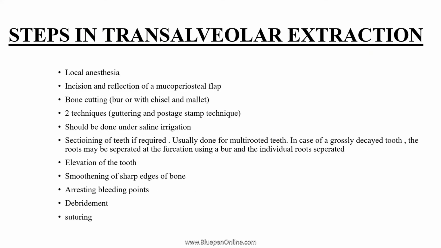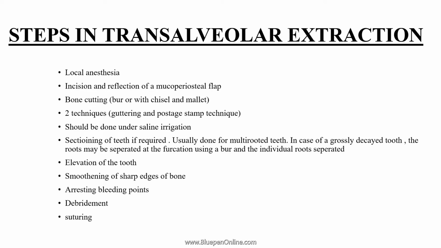What are the steps in transalveolar extraction? First, you'll give a local anesthesia. Now we will have a class on local anesthesia as a separate topic. So first you give a local anesthesia. Second thing, you'll incise. You will give the incision first, right? Then you will reflect the flap. Then you will do the bone cutting. You'll take your burr or the chisel and mallet procedure, either of that you will use, and you will cut the bone there. For cutting of bone, you have two techniques available. One is guttering and the other one is the postage stamp technique.